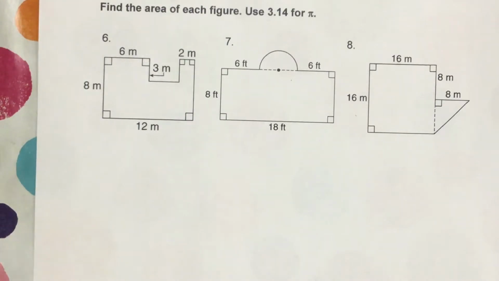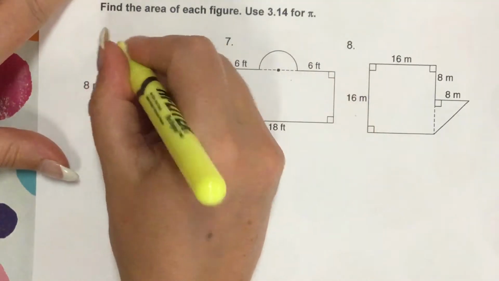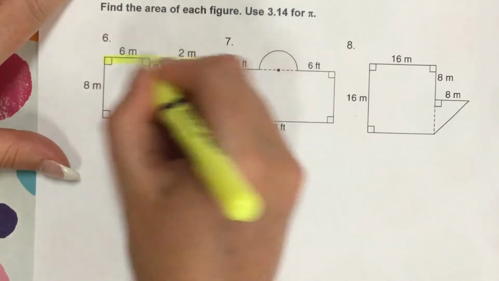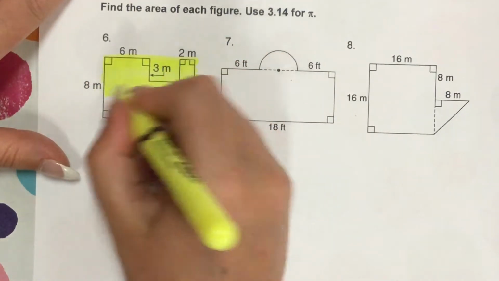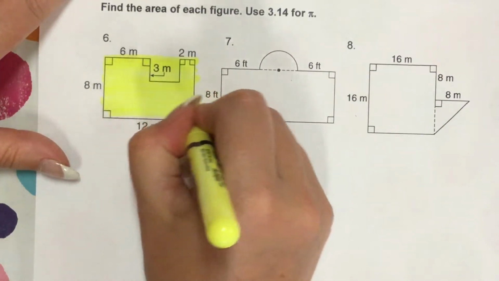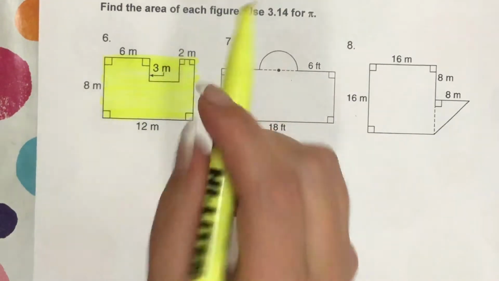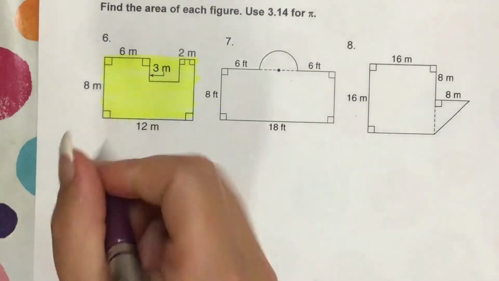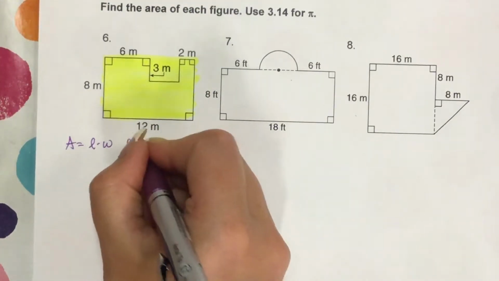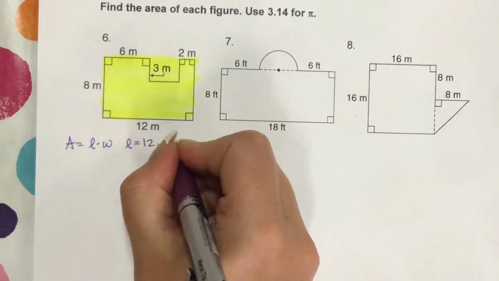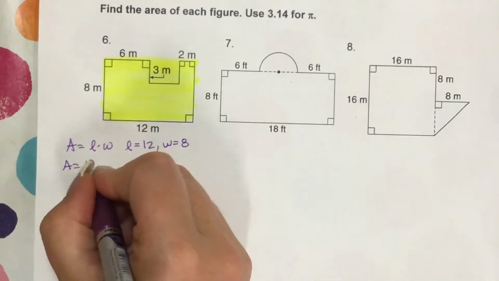So I'm going to start by finding the area of this entire rectangle. So I'm finding the area, just so we're clear, of this entire rectangle. And I know that this little indent portion is not included in there, but first I'm going to find the area of this entire rectangle. So the area of the entire rectangle would be area equals length times width. The length is going to be 12, and then the width is going to be 8. I'm going to substitute those values in. I get area equals 12 times 8.